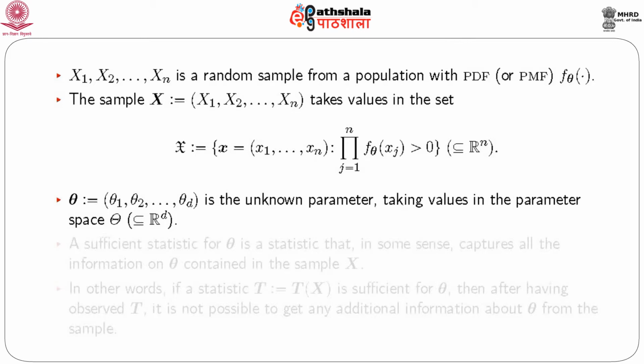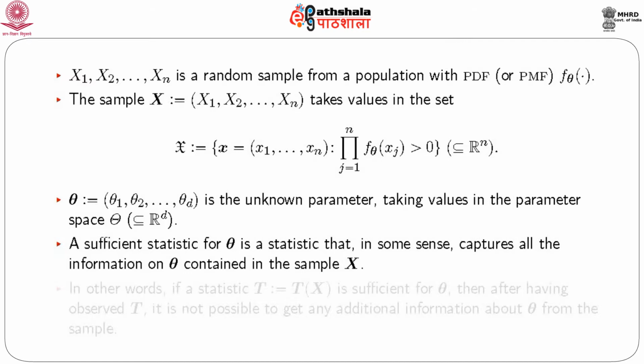It may be vector valued or real valued. Here we write theta equals (theta 1, theta 2, up to theta d) as the unknown parameter, taking values in the parameter space script Theta. Script Theta is a subset of the d-dimensional real line. A sufficient statistic for theta is a statistic that in some sense captures all the information on theta contained in the sample x. Here x is the vector (x1, x2, ..., xn).